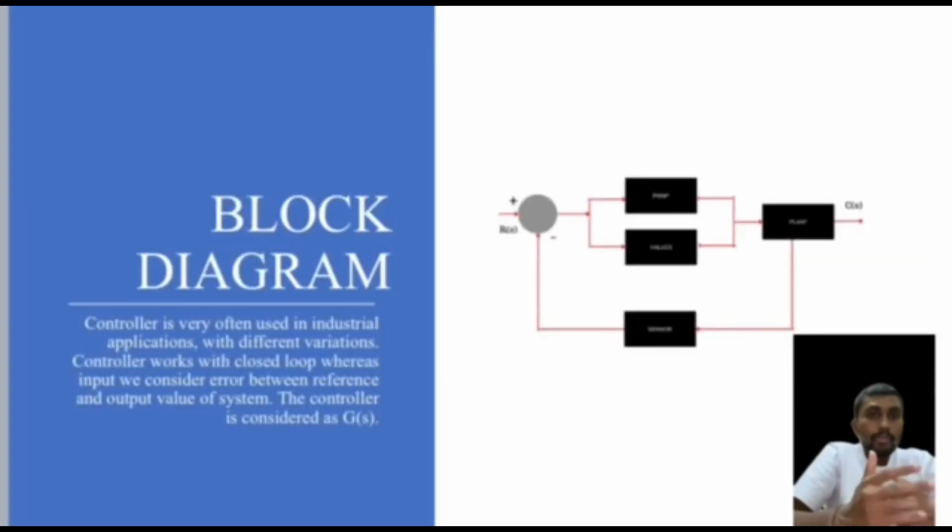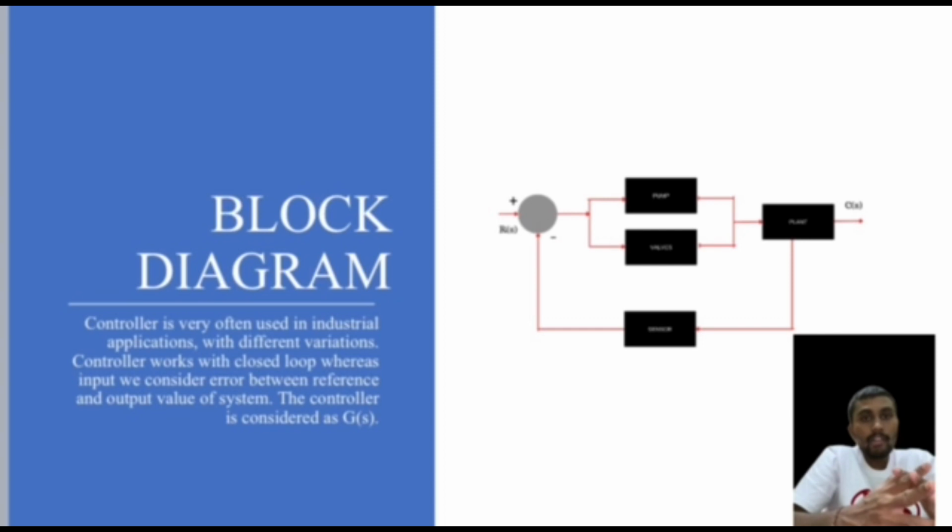I want to present about the block diagram. A block diagram of a controller is very often used in industrial applications with different variations. The controller works with a closed loop, where the input is the error between the reference and the output of the system. The controller is considered as G(s), a transfer function.